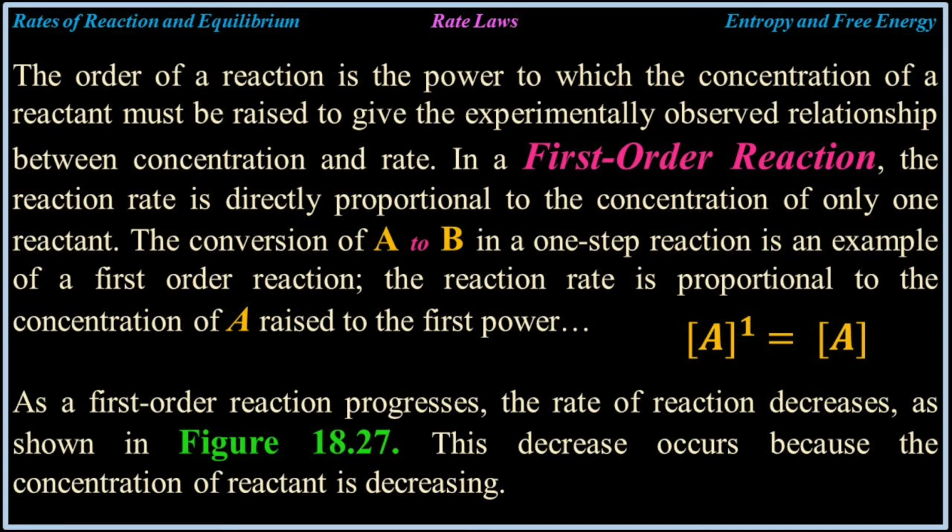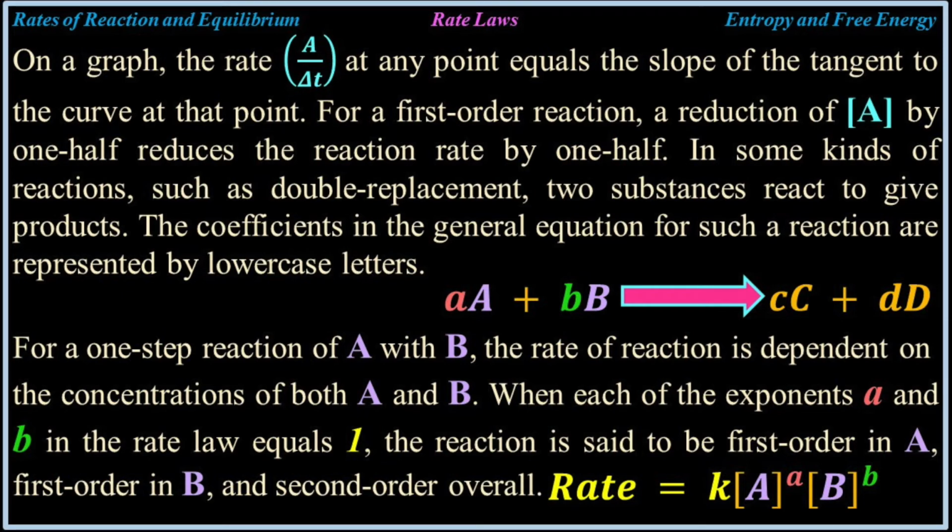As a first-order reaction progresses, the rate of reaction decreases, as shown in figure 18.27. The decrease occurs because the concentration of reactant is decreasing. On a graph, the rate, delta A over delta t, at any point equals the slope of the tangent to the curve at that point. For a first-order reaction, a reduction of the molar concentration of A by 1/2 reduces the reaction rate by 1/2.